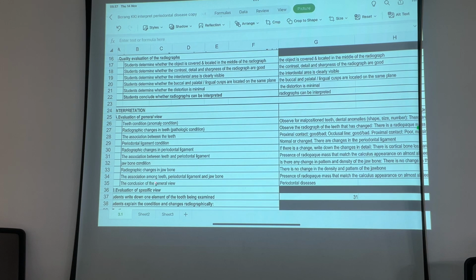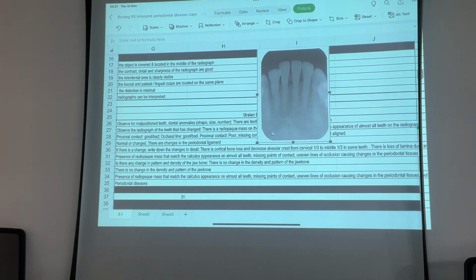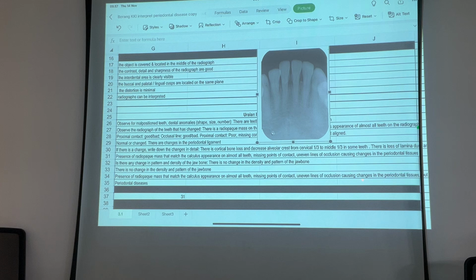And the association among teeth, periodontal ligament, and jawbone. So you write all of the association in here. You can write it again, you can copy paste it. Presence of radiopaque mass that match the calculus appearance on almost all teeth, missing point of contact, uneven line of occlusion, causing changes in periodontal tissue.